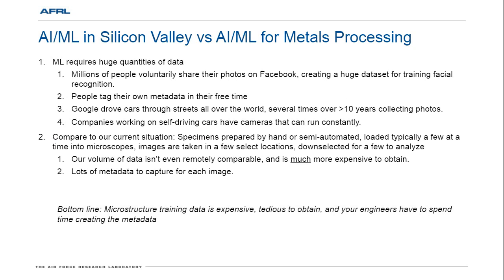Machine learning, we all know, takes pretty large quantities of data for training. In the case of Silicon Valley, Facebook and so on, people voluntarily share their photos, creating a huge data set for training facial recognition. People tag their own metadata in their free time. For creating maps, Google drove cars through streets all over the world several times over more than 10 years collecting photos. And those companies that are trying to work on self-driving cars, they have cameras that can run and record how the person is driving and link this up to what's seen in the video.